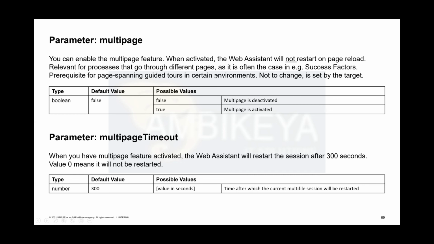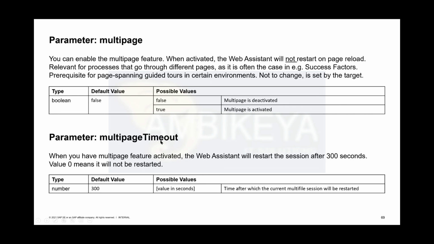That means, and that's basically from your perspective the end result, process-spanning or page-spanning guided tours are possible because it's not reloading. I just want to explain it because this one might be interesting, the multi-page timeout. That means the Web Assistant in-memory data that says I'm on step 5 of that guided tour, and now I want to proceed to step 6 if the context applies, is kept in the browser's memory space, if multi-page is true, which is the case for all of the so far supported applications.